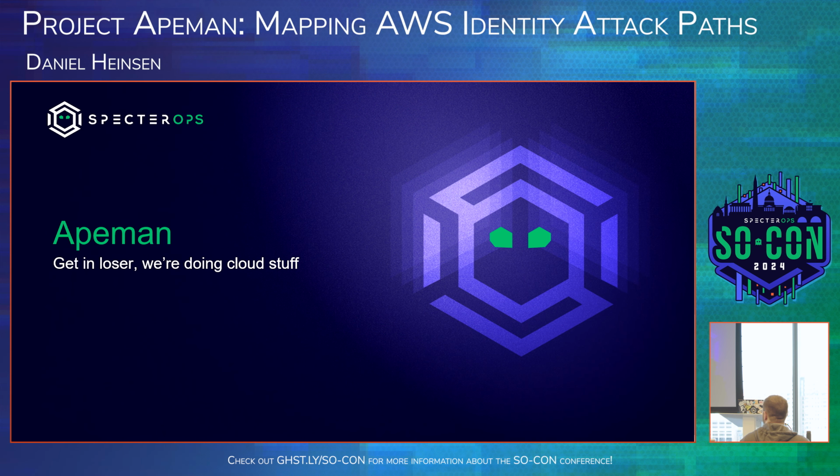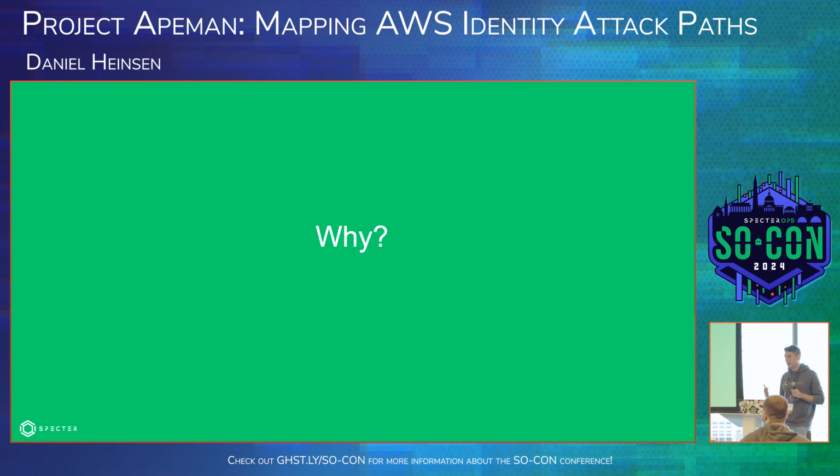Super excited to be here doing the first talk at our first in-person SoCon, so that's pretty cool. Feel honored. I'm here today to talk about Apeman, which is a project I've been working on to do AWS attack path management. And so first, I'm just going to go over why we are doing this, and hopefully we'll convey the problem so that you can understand why we need a solution for this.